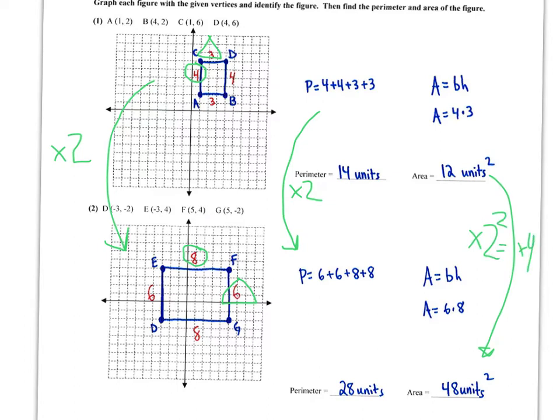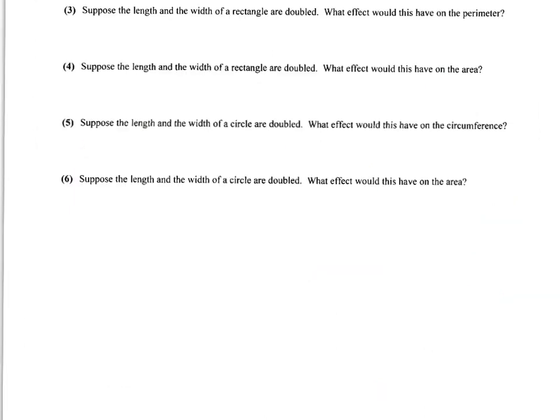So when the perimeter or the scale factor has been changed by a factor of, let's say, r, then the area has been changed by a factor of r squared, just like in the pizza problem. Number 3, suppose the length and width of a rectangle are doubled. What effect would this have on the perimeter? That would just be the same amount times 2.